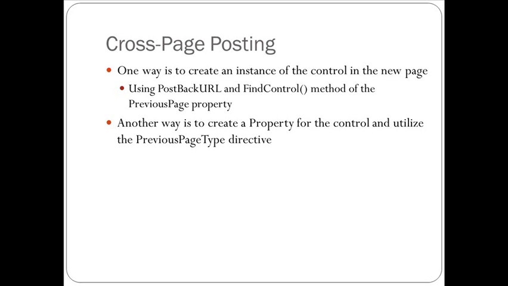Even with this capability, many developers still wanted to be able to post to another page and deal with the first page's control values on that page. This is something that is possible in ASP.NET 4.5 and is quite a simple process. So one way to create an instance of the control in a new page is by using the PostBackUrl and FindControl method of the PreviousPage property. Another way would be to create a property for the control and utilize the PreviousPageType directive.